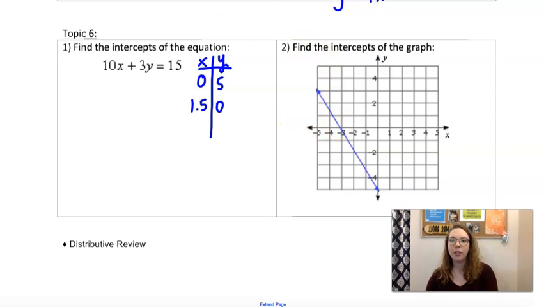This one says find the intercepts. I'm still going to set it up like a t-table, but we're just going to look at our picture. So our y-intercept looks like it is down here at -5. And our x-intercept is right here on -3.